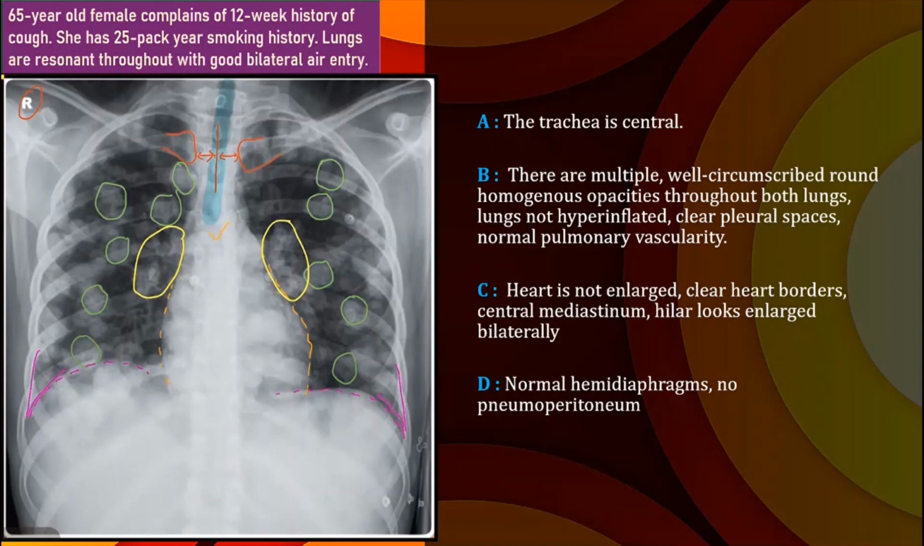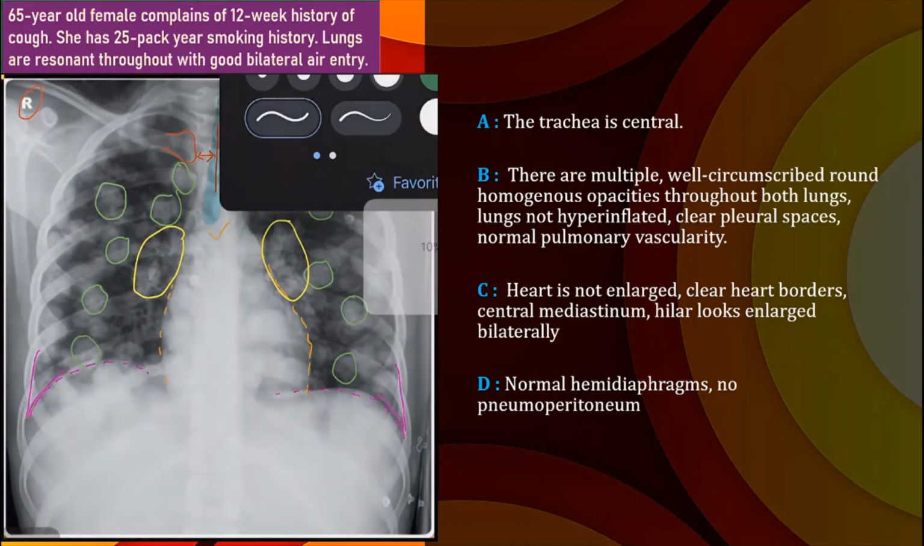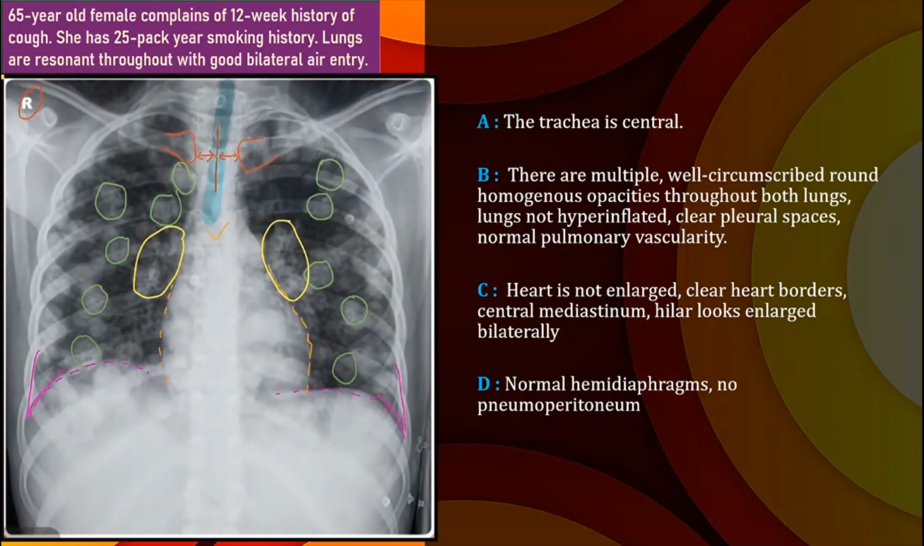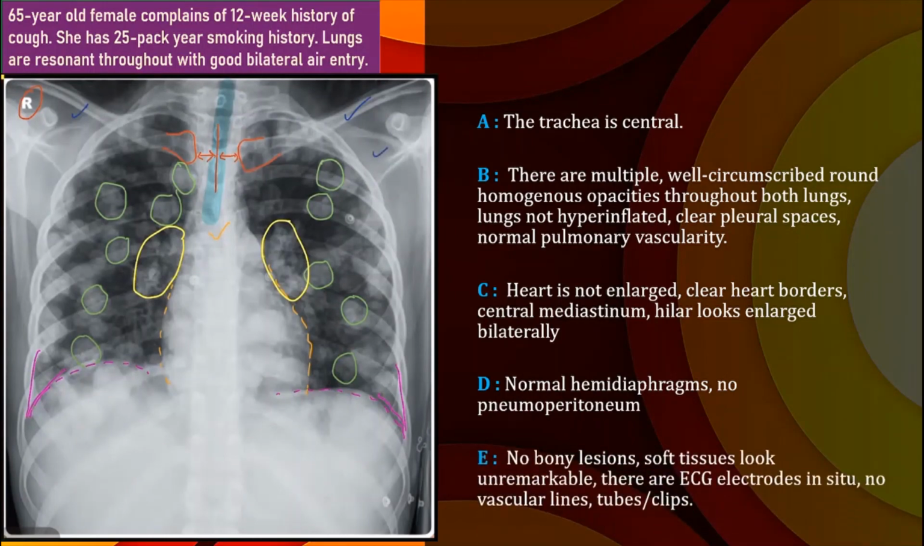And finally it's E. So E, you want to look into everything else. The bones are intact, there's no fractures that I can see, the soft tissues are unremarkable, but then there are some ECG electrodes that you can see here, right? So you want to include them in your imaging list as well. So you're just going to say there are some ECG electrodes. Other than that, there's no vascular lines or surgical clips.